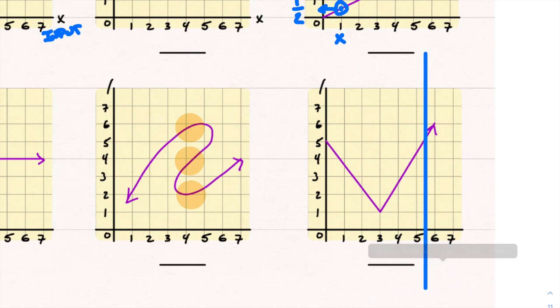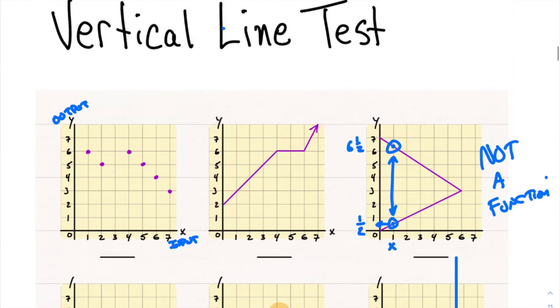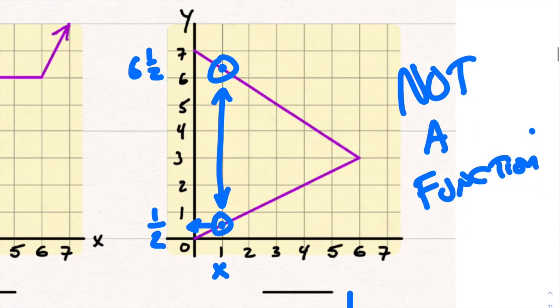So that should explain how to use the vertical line test to identify what is and is not a function. Once again, look for that vertical stacking, and when you see it, that means not a function.